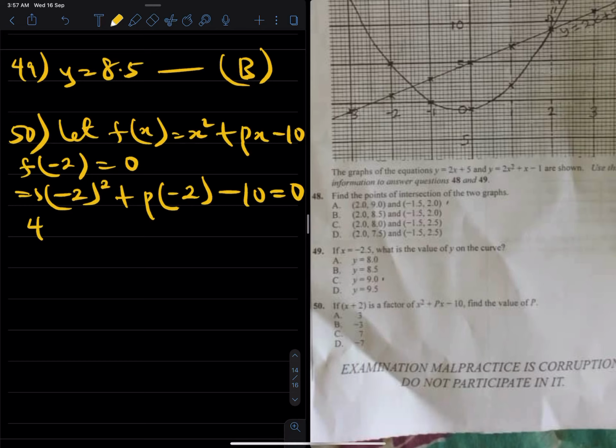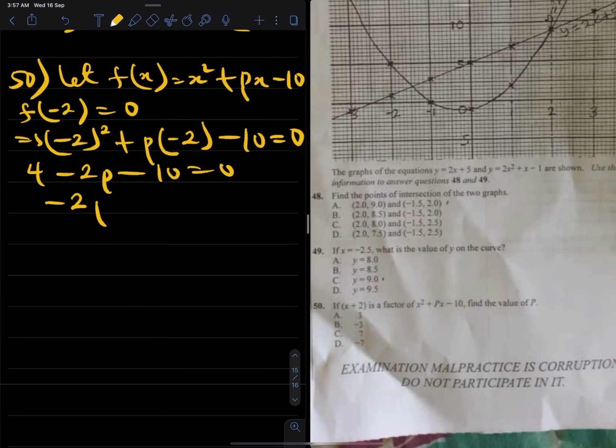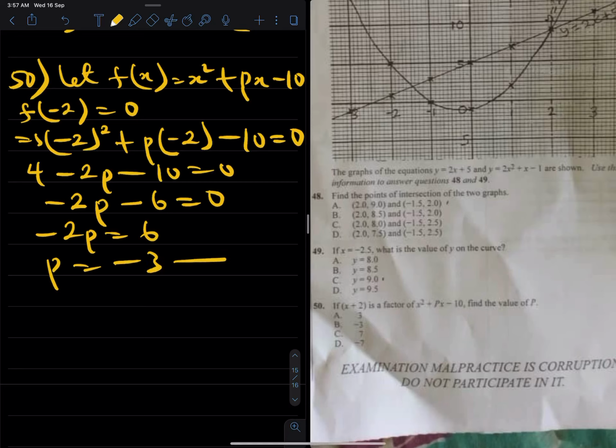So that means 4 minus 2p minus 10 equals 0, and that means minus 2p minus 6 equals 0, which means minus 2p equals 6, and p is therefore minus 3. So the correct option is B.